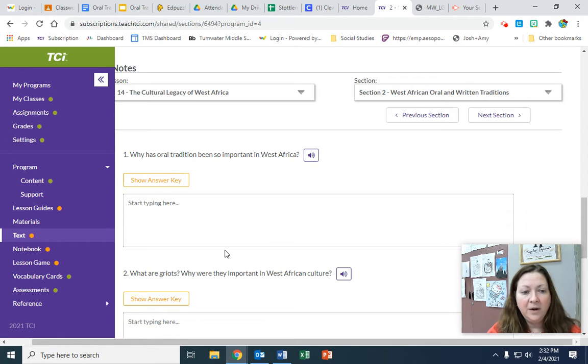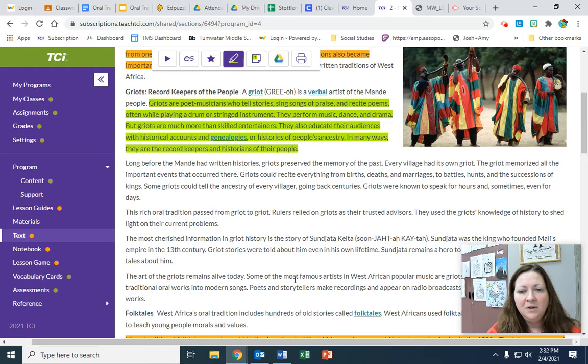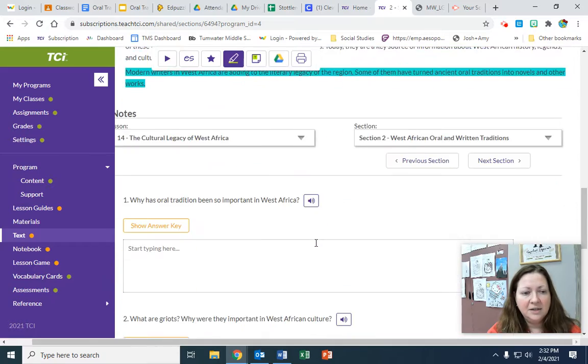And then for number 2, what are griots and why were they important in West African culture? So that's a 2-part question. So the first part, you're defining griots. The second part, you're saying why they were important. And that's going to be up here in the green. But do read this other information. It does talk about the Lion King right here. And you're going to see some examples of griots later.